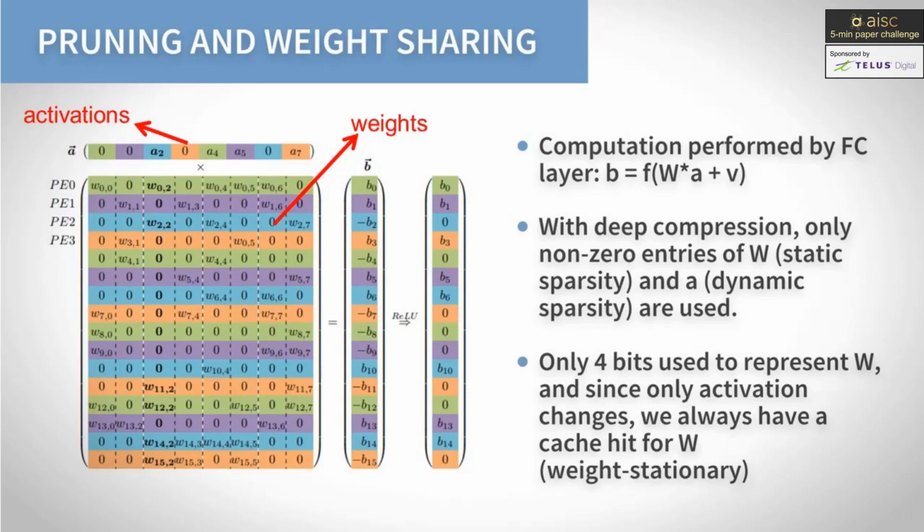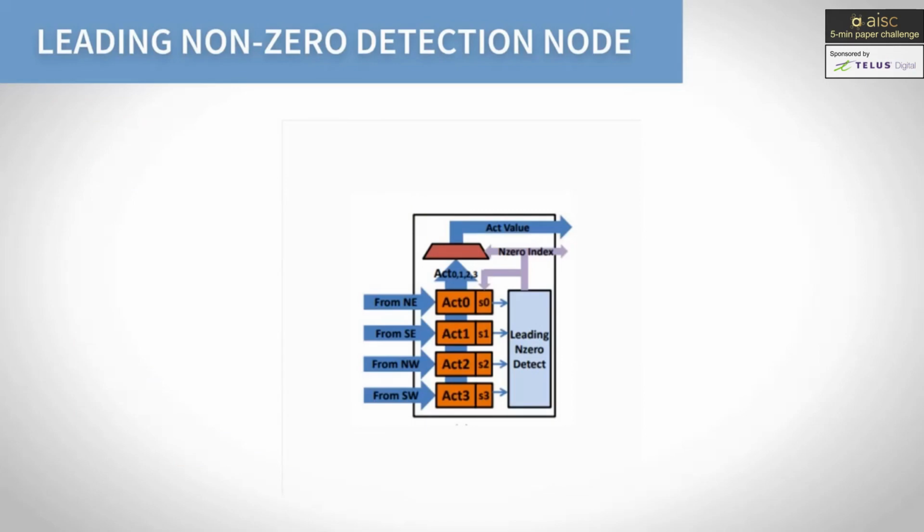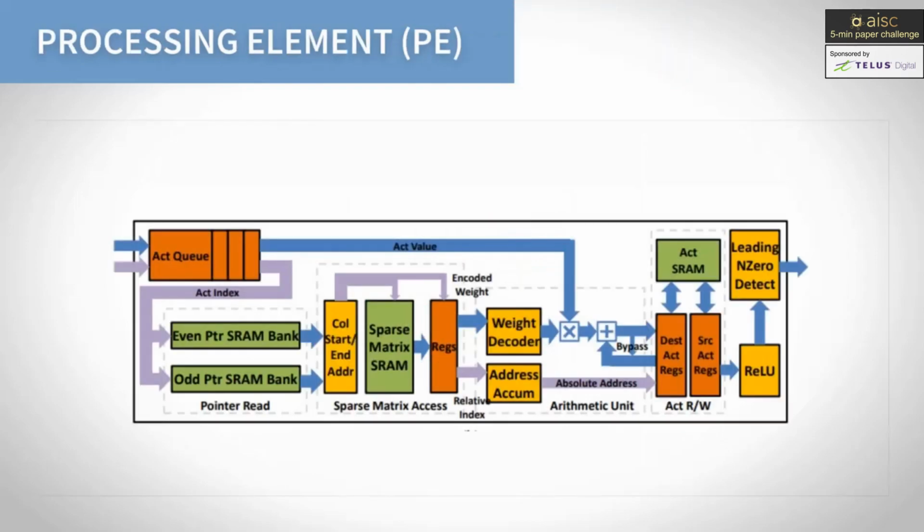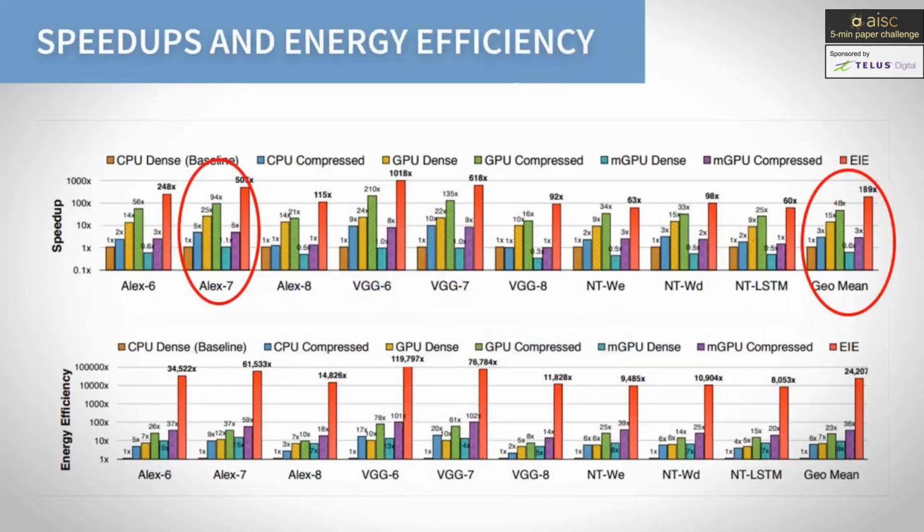In this method of deep compression, only non-zero entries of W and A are used. Only 4 bits are used to represent W, and since only the activation changes, we always have a cache hit for the weight. The process of detecting the non-zero activations and weights takes place via an element called the leading non-zero detection node, whose main job is to detect these non-zero entries and to forward them to the processing elements downstream. Each processing element stores these non-zero activations and weights into its activation queue, which is then stored into the even and odd SRAM pointer banks. These are then used downstream to perform the calculations, and the result is stored into the ACT SRAM.